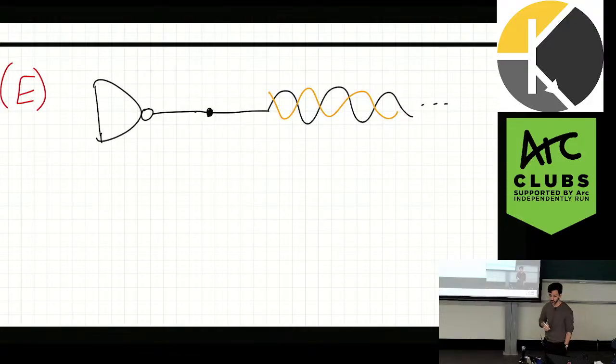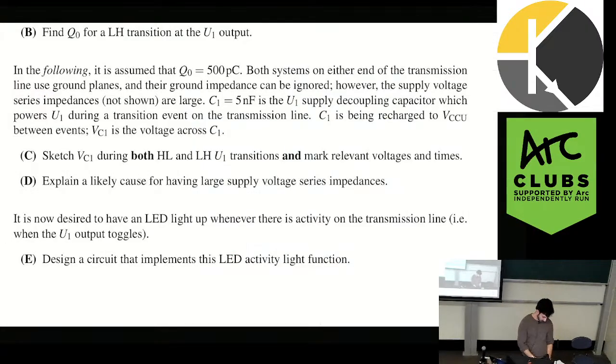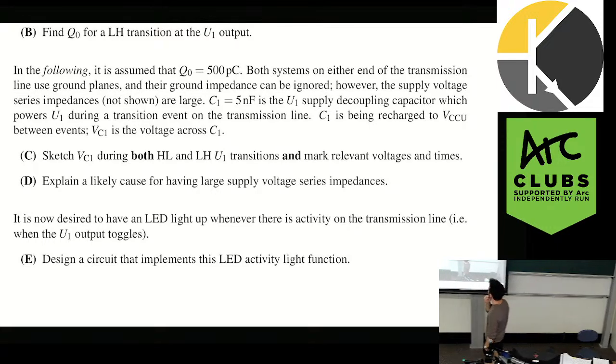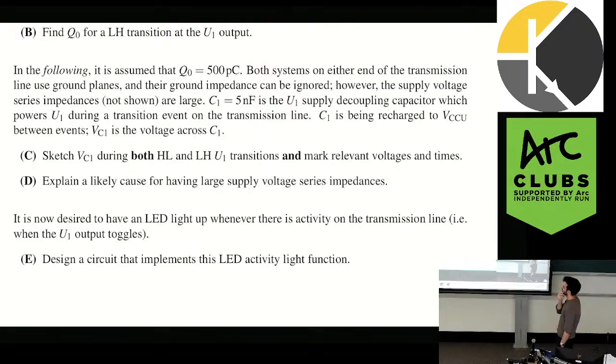Question. Do you want it to light up just when there's a changing signal, or for all the time when there was a signal in the transmission line? I don't think it specifies it. Ideally, it should be a little clearer, but I think it's up for interpretation, to be honest. I don't think you could be penalized for either, because it doesn't say in the question. As long as you carefully write out what you think.